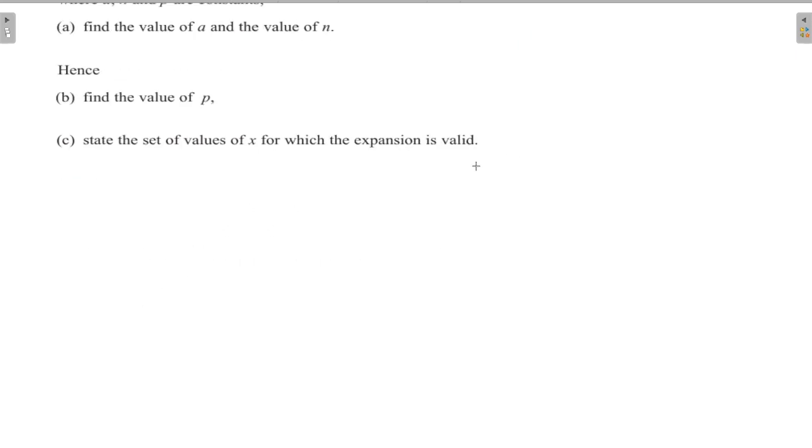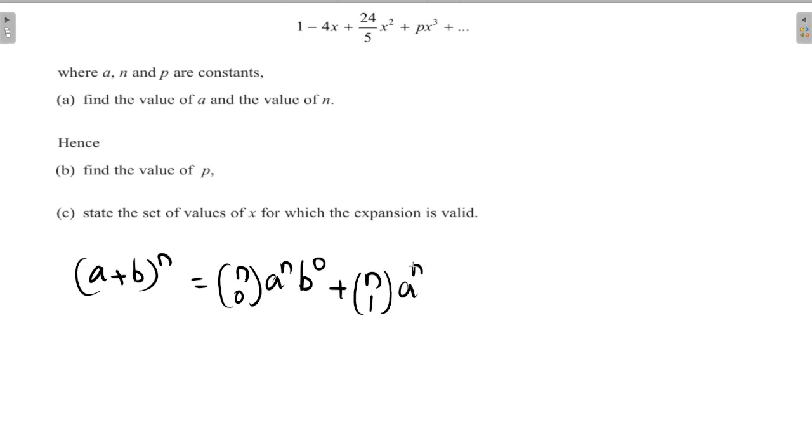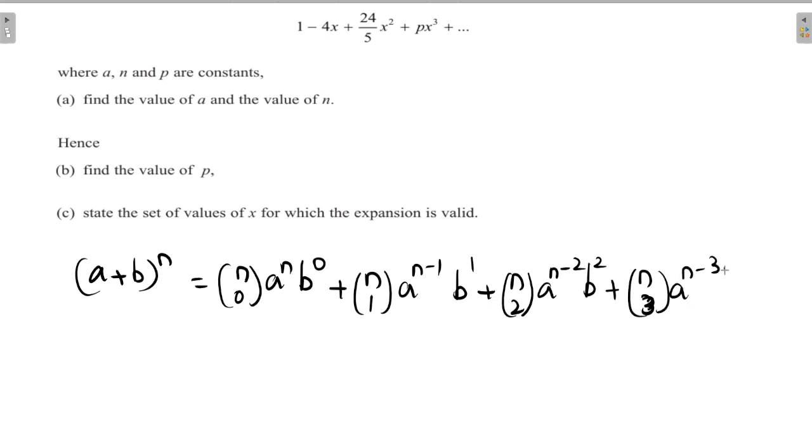The basic binomial expansion of (a + b)^n is equal to nC0 a^n b^0 + nC1 a^(n-1) b^1 + nC2 a^(n-2) b^2 + nC3 a^(n-3) b^3 + etc. This is the general form of the binomial expansion.